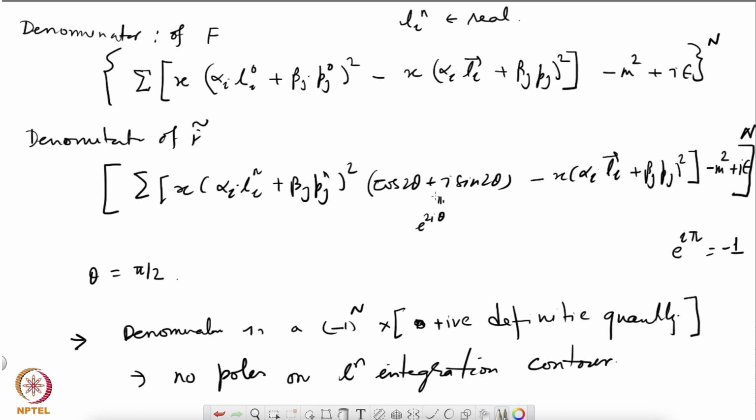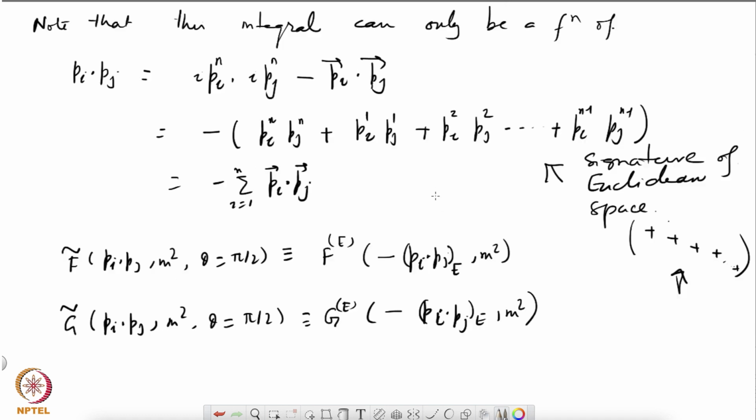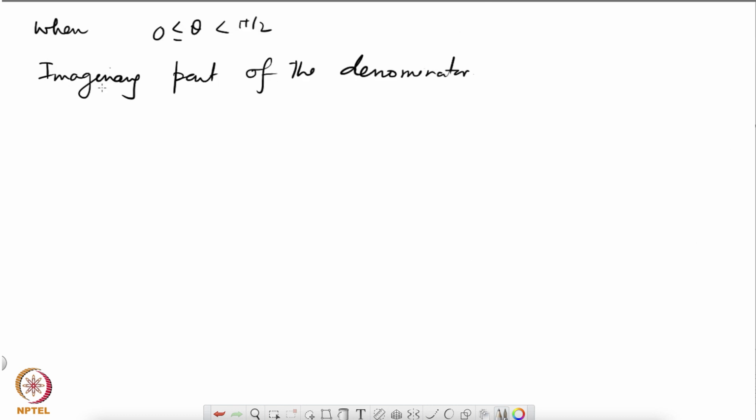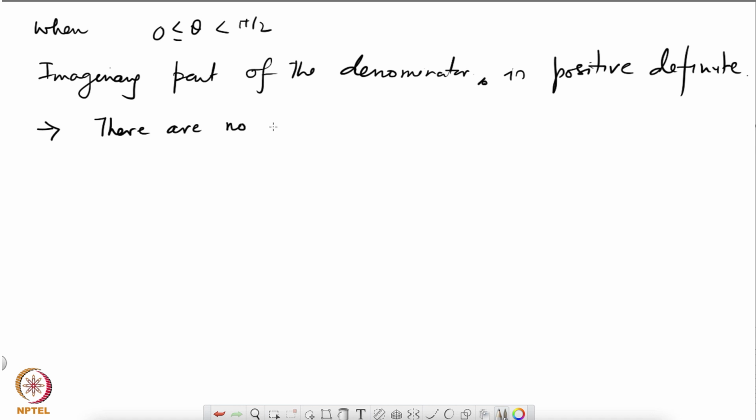Okay, so which means that there are no singularities in the integrand in this region. Okay, because that is positive, definite. The remaining part of the denominator is positive, definite. So it means that there are no singularities in the integrand in this region.